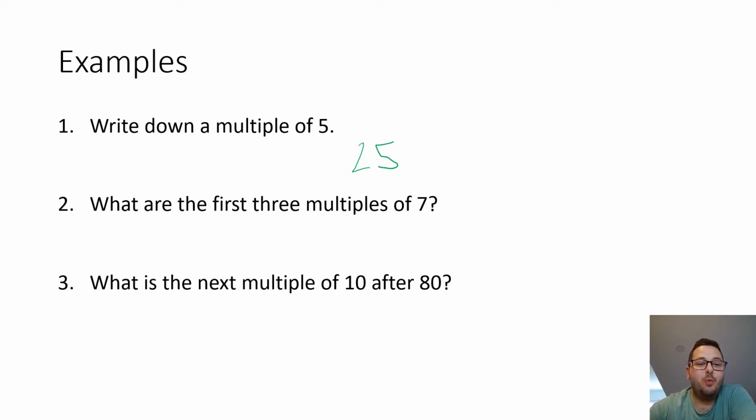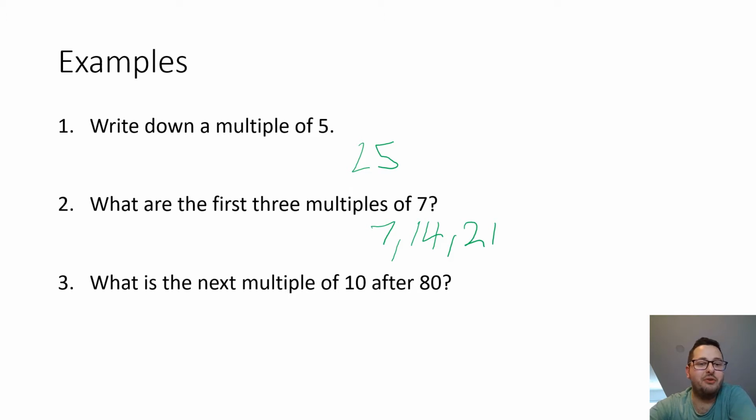Number 2, what are the first 3 multiples of 7? Now this has been a bit more specific. It wants the first 3 multiples. Now the first multiple of 7 is just 7. So we're just looking for the first 3 numbers in its times table. So the first one is 7. Then if you keep going with the times table, the next one would be 14. And the next one would be 21. And those are the first 3 multiples of 7.